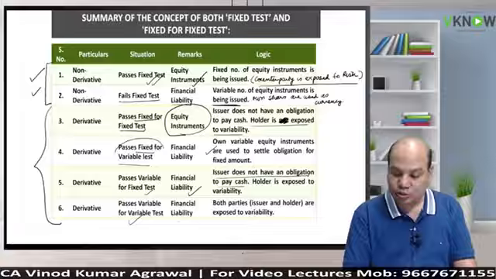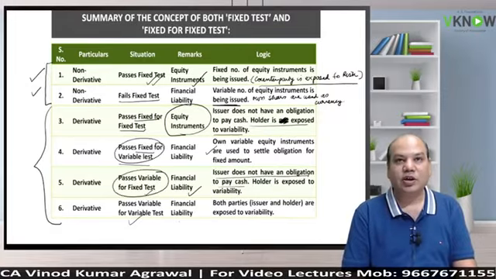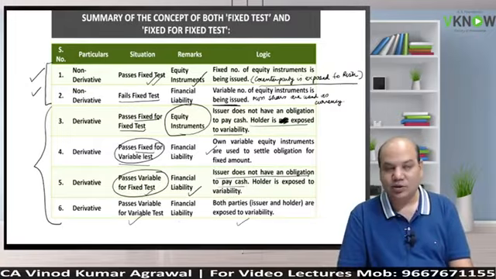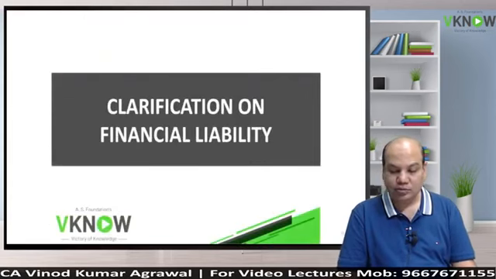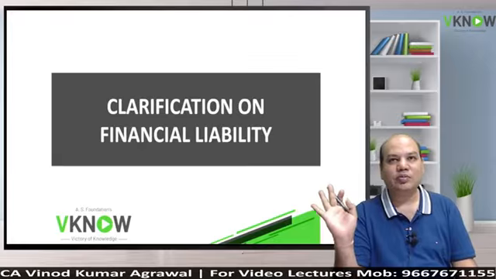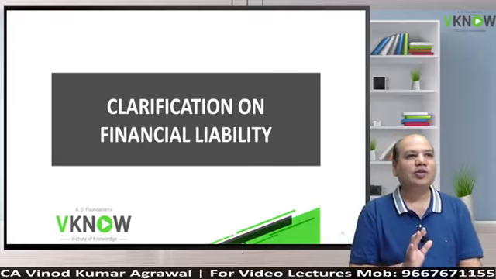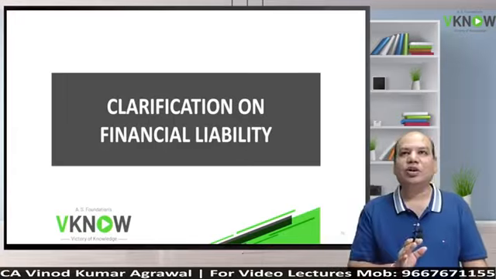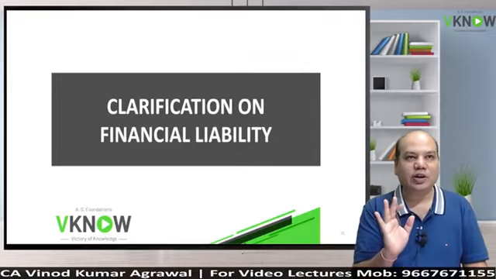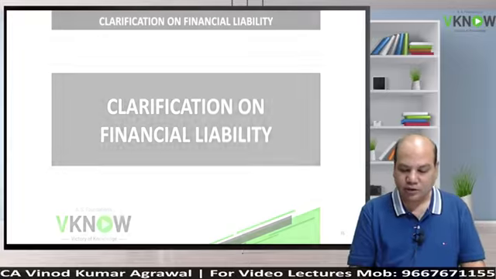And if it fails both variable for variable tests, if any of the two tests you fail, it's a financial liability. Both parties are exposed to the risk here. So in short, if you don't want to remember so much, only one thing: fixed for fixed is equity, and if any of the two elements is varying, either cash or equity shares, then it is a financial liability, whether it is a derivative contract or a non-derivative contract.